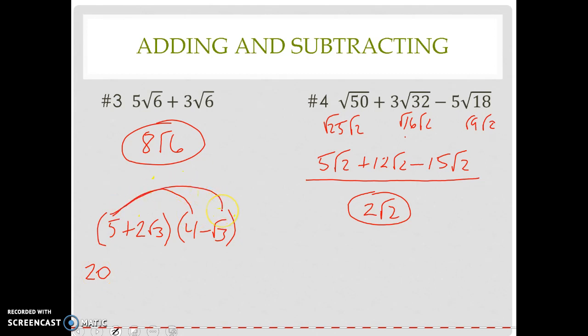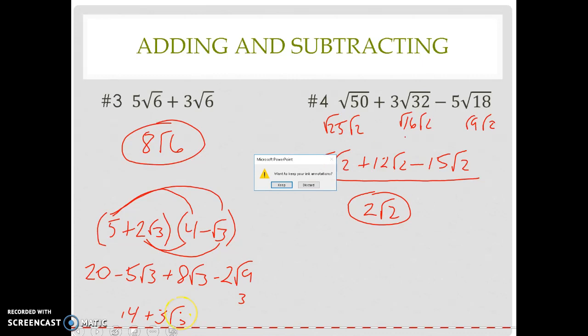But then I'm going to take 5 times negative radical 3, which is negative 5 radical 3. Then I'm going to multiply my inside terms together. 2 times the 4, well, that's 8 radical 3. And then 2 times negative 1 is negative 2. Radical 3 times radical 3 is radical 9. Well, the square root of 9 is 3. So this is like minus 6 here. And 20 minus 6 is 14. And then I have negative 5 and a positive 8, which is a positive 3 radical 3.